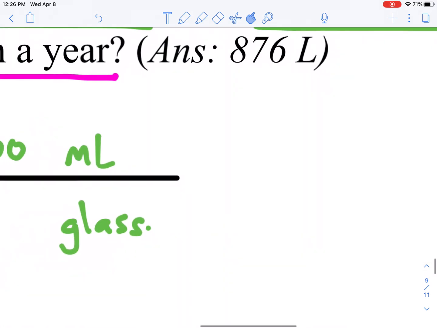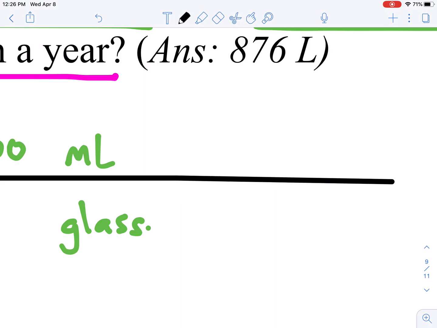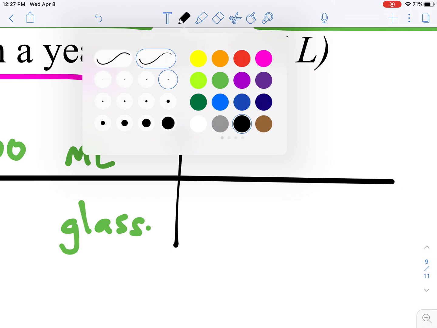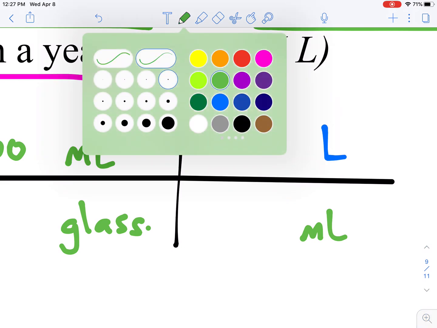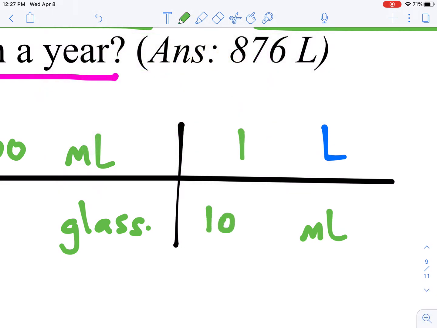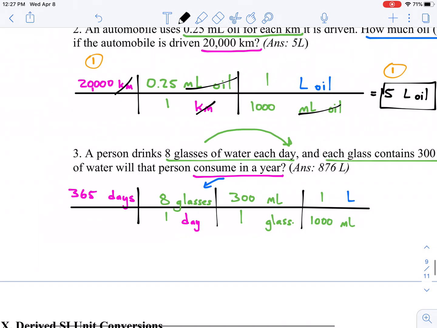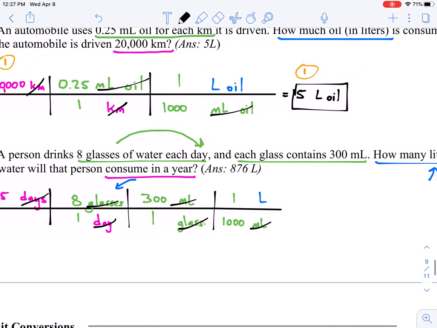So we actually know something further. We can extend our line. We know that we need milliliters in the bottom, so it can cancel out. We know we're trying to get to liters at the end of the day, and we know that there are 1,000 milliliters in 1 liter. And so now you can go through and check your units. You have days on top, days bottom, glasses, glasses, milliliters, milliliters, everything cancels. You're left with liters, that's where you want to be.